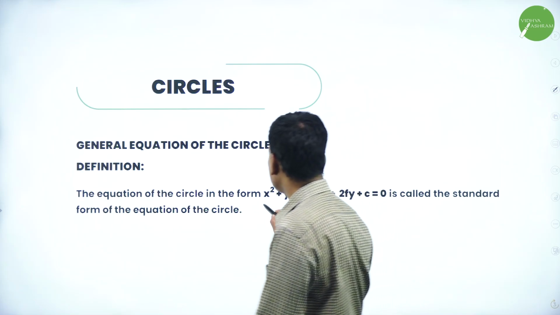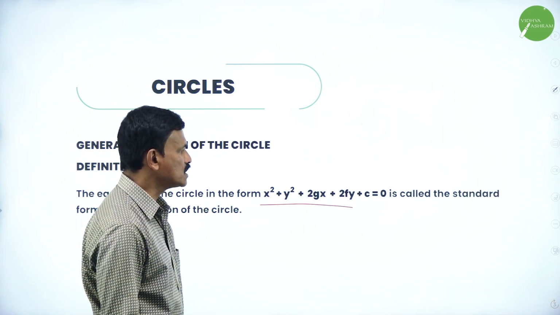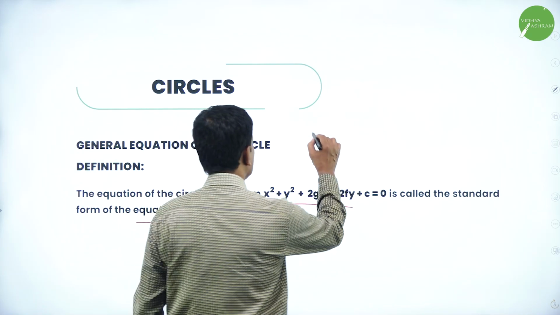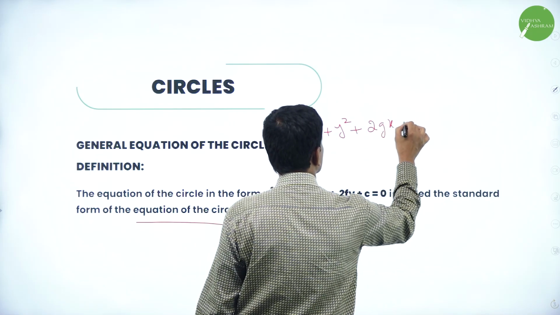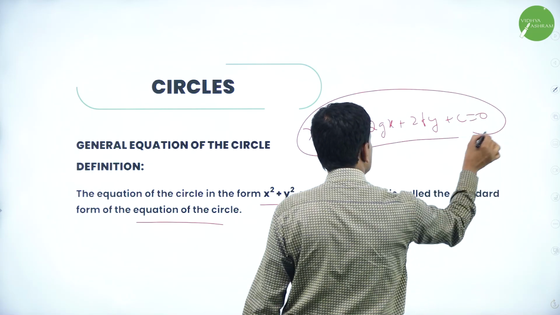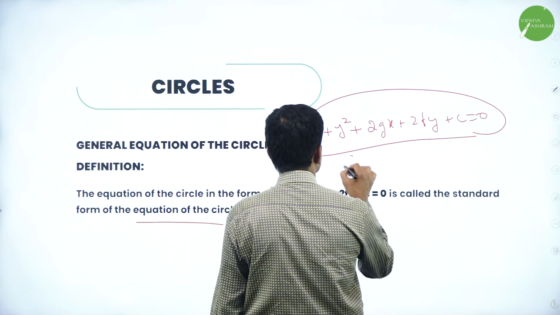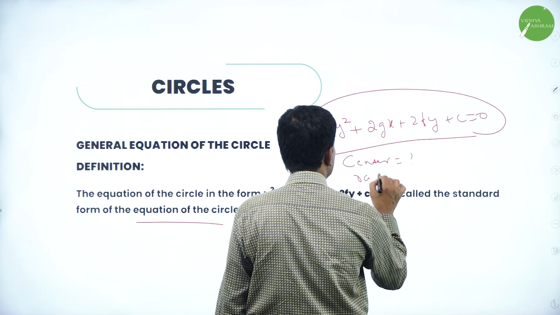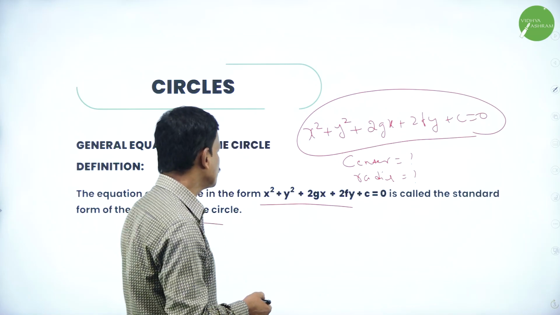Now any equation of the circle in the form x square plus y square plus 2gx plus 2fy plus c is equal to 0 is called the standard equation of the circle. So the equation of the circle x square plus y square plus 2g into x plus 2f into y plus c is equal to 0 is called the general equation of the circle. So here we are going to find the center of the circle, and the radius, what is the radius of this circle? Now to find the center and radius of this equation.